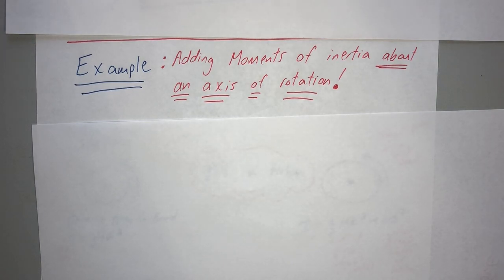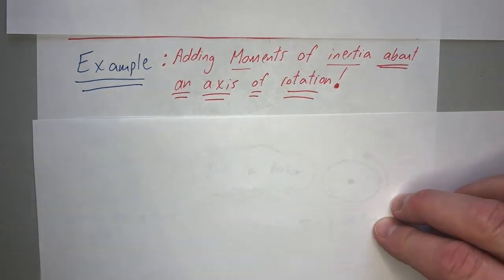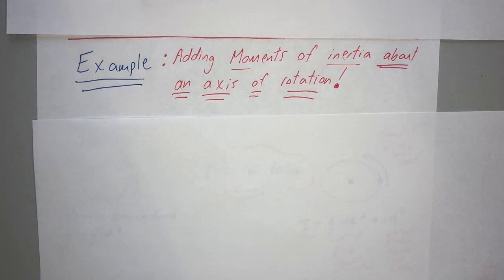Well, remember with rotational stuff, instead of just saying mass, we have to talk about moments of inertia. And moments of inertia depend on mass, but they depend on how that mass is distributed about an axis. So instead of just adding up masses like we did in the day, we can actually add up moments of inertia as long as they're about the same axis of rotation. So that's what I want to explore for the last couple of minutes here.